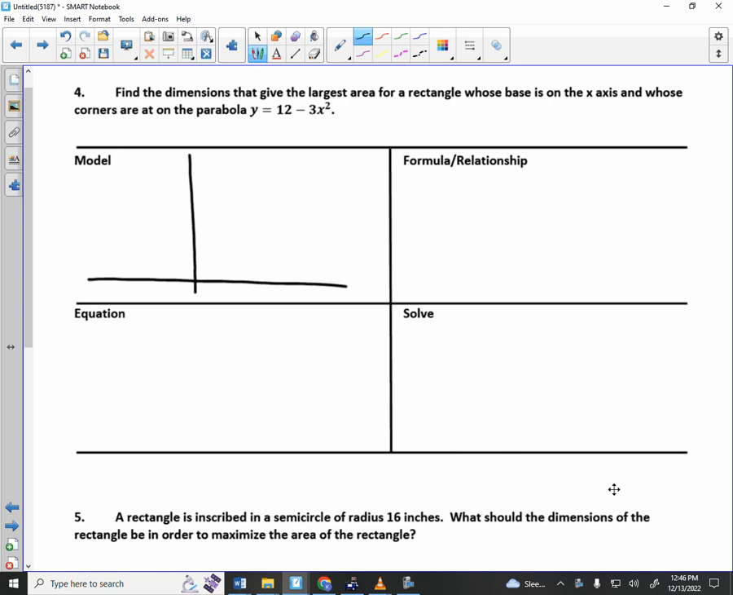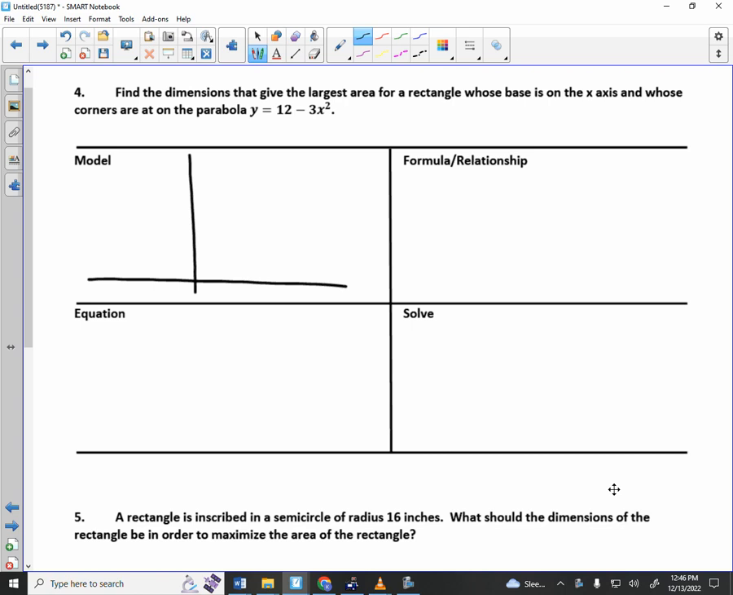Okay, do you have this problem in your notes regarding the dimensions that give the largest area? Okay. So as soon as everybody's quiet, we'll give it a start. Thought you were on a cruise.